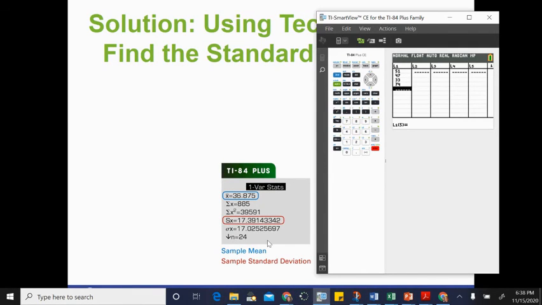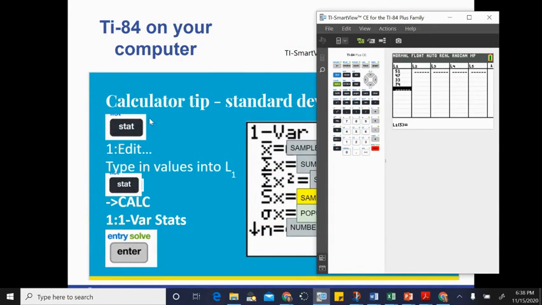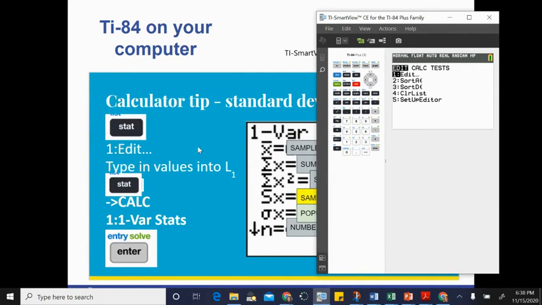And again, the steps are Stat, Edit, type the values into list 1. Okay, I typed them in. Then I need to hit the Stat button again. This time I'm going to arrow over to Calc. You see where it says Calc up here? To arrow over, I'm going to hit these little arrows to the right. So arrow over to Calc, and then pick the first one, variable stats. So choose number 1. And then yes, I want to tell it yes. So I'm just going to hit enter until it does what I want it to do. And then there we go.